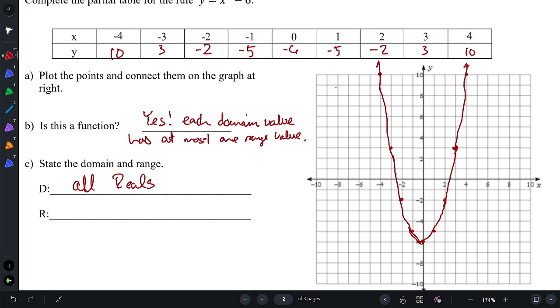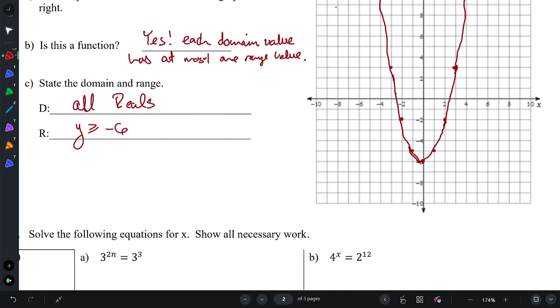But all the real values, or all reals, are in the domain. And then in terms of the range, I can see that there is a limit for the range. The smallest number that this hits is the number -6. So I'm going to say that the range is y values that are greater than or equal to -6. The one spot where it would equal -6 is when x was 0, but that's the minimum value, and anything else is more than that.